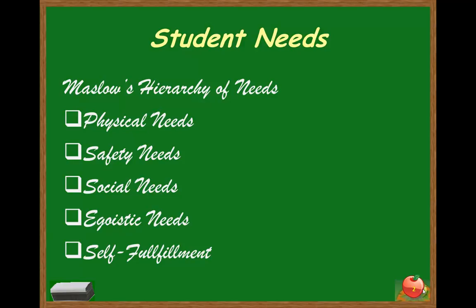Maslow says that the most basic human need is physical needs. That's food, water, shelter, those kinds of things. You and I probably know and have seen students that come to school hungry. There's no way they're going to be able to learn if they haven't had a meal within 24 hours or maybe even longer. Sometimes the only meals they get during the day are the ones they get from school. So those physical needs are important.